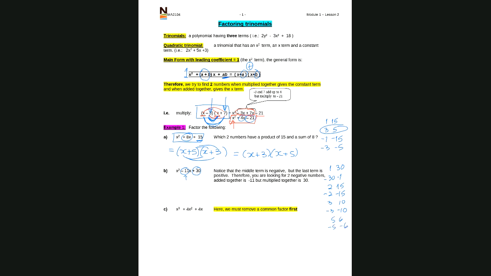So I include the negative here because the product of two negative numbers gives a positive number, and we need a negative as the sum. So of course the two numbers are -5 and -6.